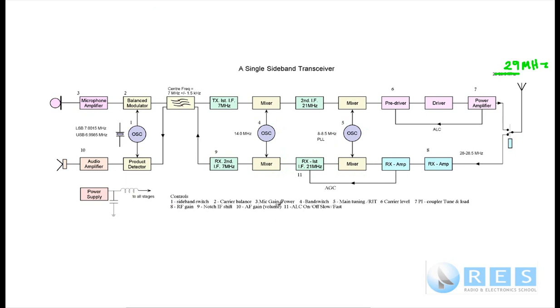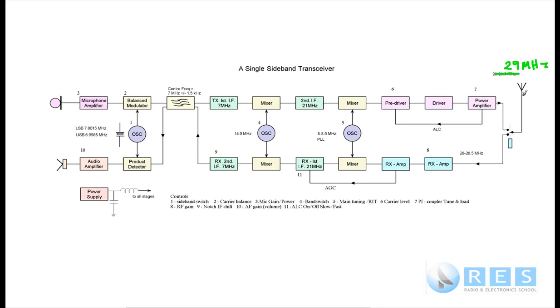And do read the controls down here, because they tell you where the controls would be on your transceiver for the different things. For example, I think there's RF gain control there, noise shift, AF gain would be in the audio amplifier, and so on. I don't want to spend too much time on that.